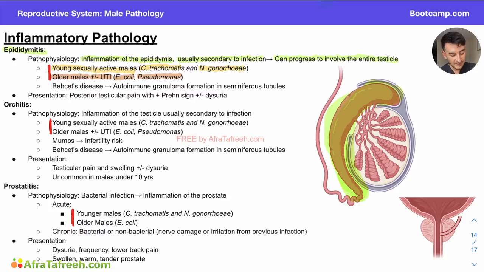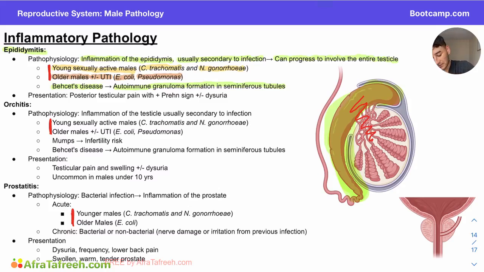And then we also have Behcet's disease, which is going to be autoimmune granuloma formation in the seminiferous tubules. It's going to be a process that involves both the testicles and the epididymis. So if we look at where the disease process occurs, it's going to be in this interface right between the seminiferous tubules and the epididymis. This is where the granulomatous inflammation is going to occur.